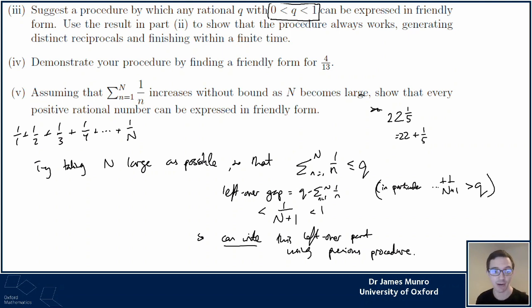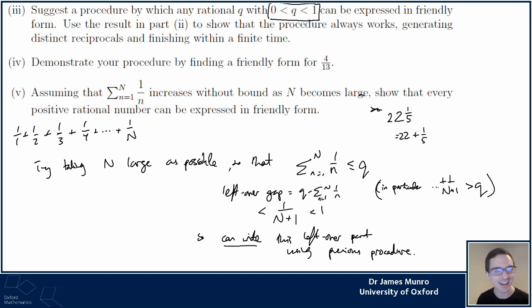This leftover part is smaller than 1, so I'll break it down with the previous procedure, and the fractions that I get won't match the previous ones, because the gap is small. The gap is so small that one more term would be too much. Yeah, that gap is somewhere in between, isn't it?